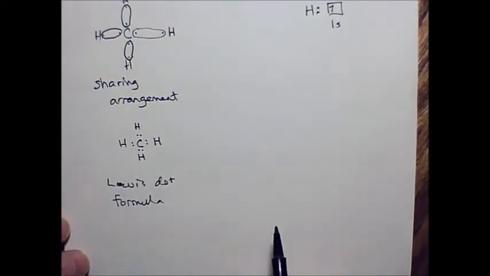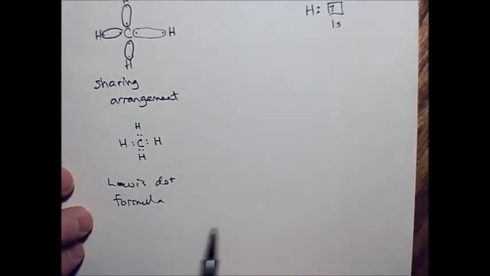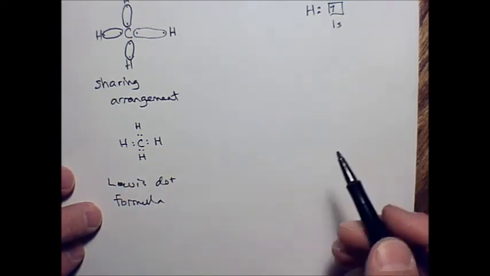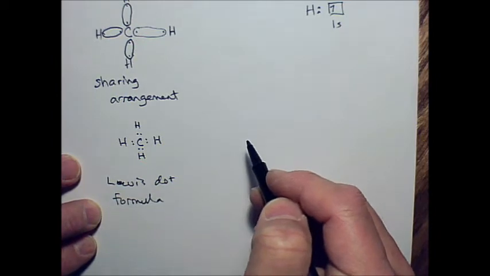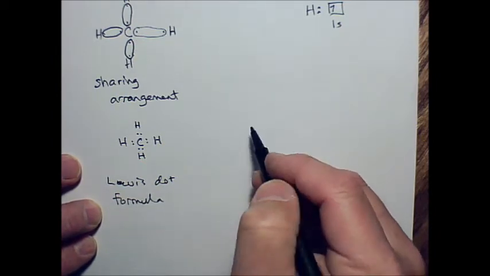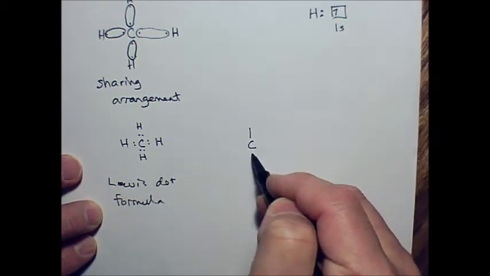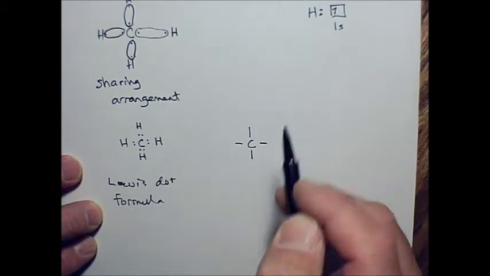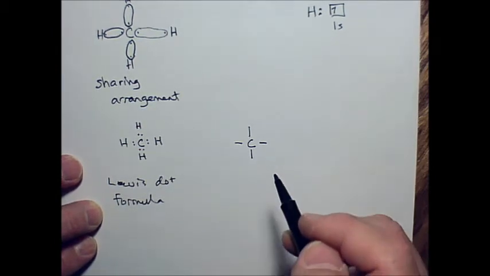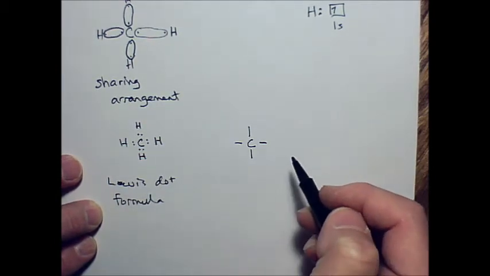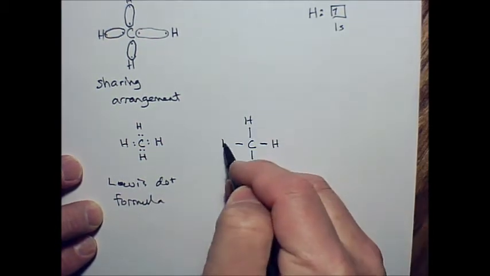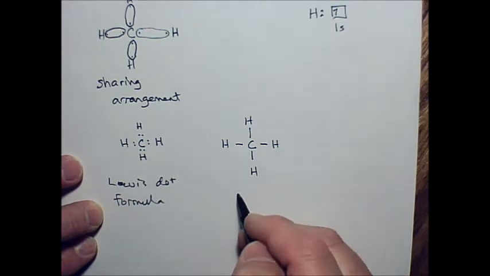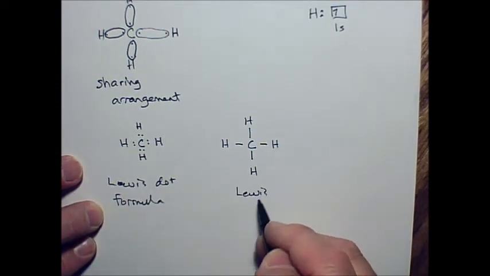Okay? All right, Gracie, from Lewis dot formulas, what are we going to draw next? Lewis formulas. And we just replace what? Our dots with a line. Okay, good. So any shared pairs, and only shared pairs, get replaced with lines. Okay, and so this is the Lewis formula.